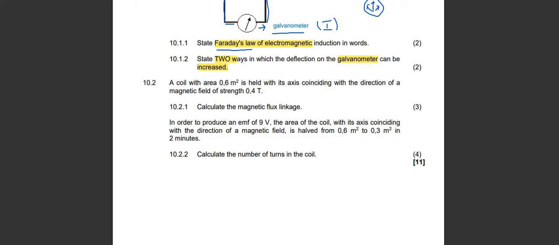So let us go to 10.2. This is when we begin to do calculations. They are saying that a coil with an area of 0.6 meters squared is held with its axis coinciding with the direction of a magnetic field of strength 0.4. The axis of the coil coincides, that means it's in the same direction as the direction of the magnetic field, which has a strength of that.